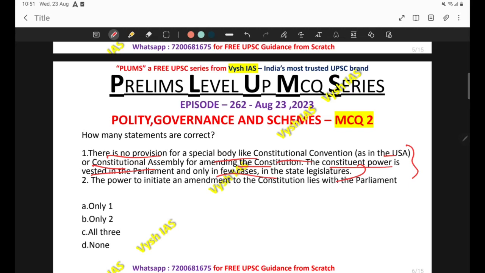So here this is a correct statement. It is said that there is no special body like the Constitutional Convention which exists in the USA, in India. So this is a correct statement. Then come to the next statement: the power to initiate an amendment to the Constitution lies with the Parliament. Yes, this is a standard statement and it's a correct statement. So here not all three, all two. So both statements are correct.